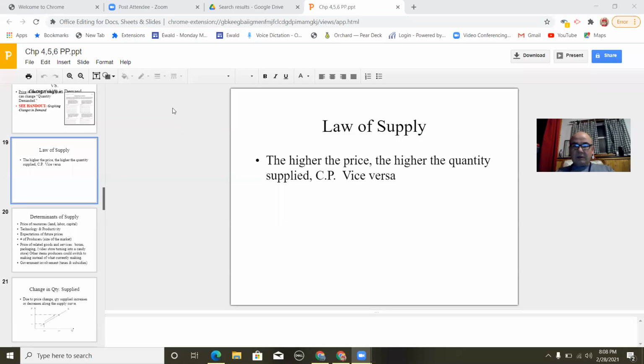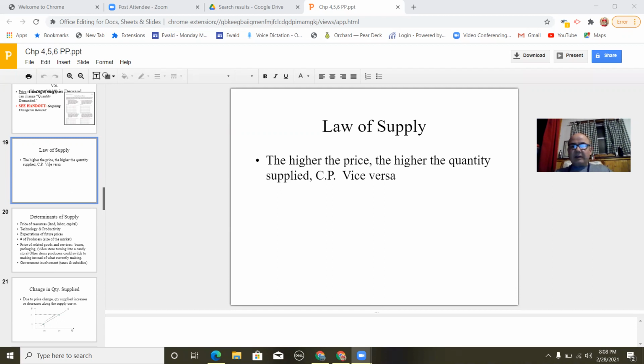So what we're looking at here is the law of supply. Earlier, we talked about the law of demand. I did show you a nice little video about the law of supply. We're going to take care of the details of the law of supply, and then we're going to combine demand and supply to create equilibrium prices.